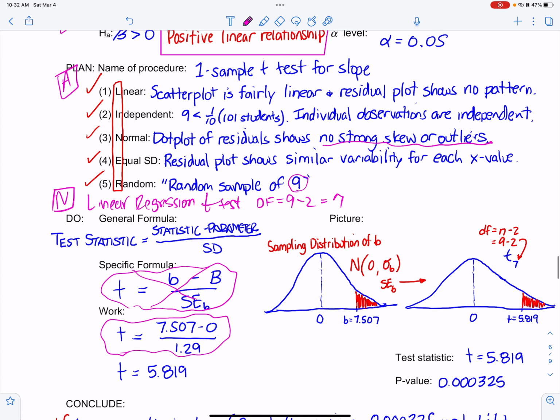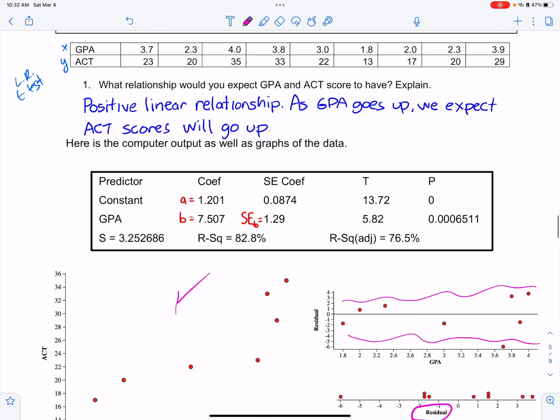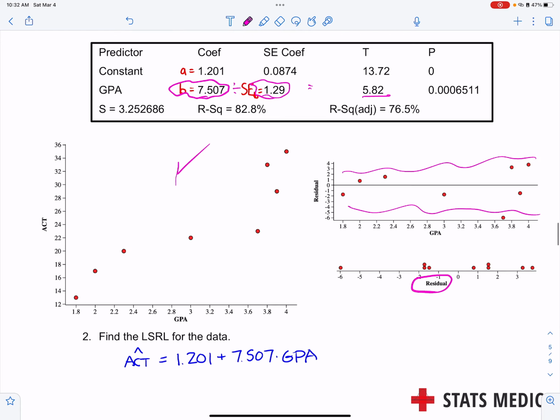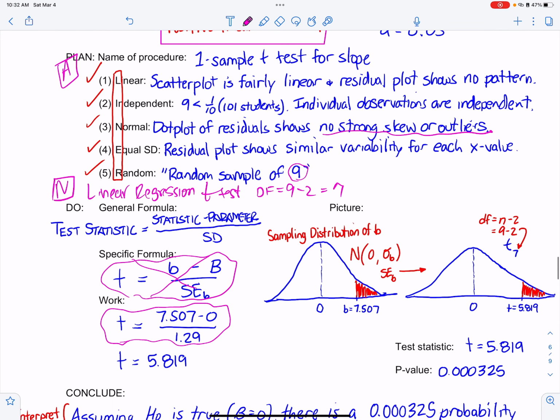So let me show you where that 7.507 is. That's just my slope. When I go up here, I see this is my slope, 7.507, and that's my standard error. Remember, this divided by this gets me my t of 5.82. So that's all you would do, 7.587 divided by 1.29 equals 5.82. You don't have to draw the sampling distribution, because since we don't know sigma, we need to use the t-distribution anyway. So you can just go ahead and draw the t-distribution, label it T7, label this here, and make sure this is labeled as your p-value.